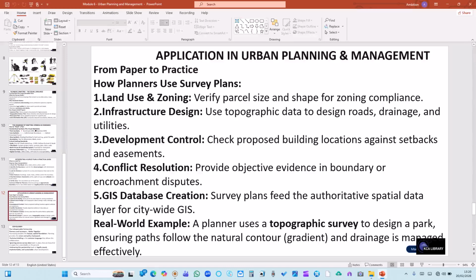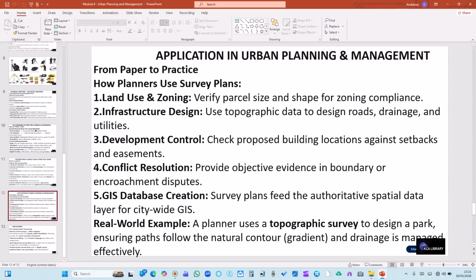Survey plans may also be used in development control, which helps to check proposed building location against setbacks and easements. Then in conflict resolution, they help to provide objective evidence in boundary or encroachment disputes. They may also be used in geographic information system database creation, where survey plans feed the authoritative spatial data layer for the city-wide geographic information system.